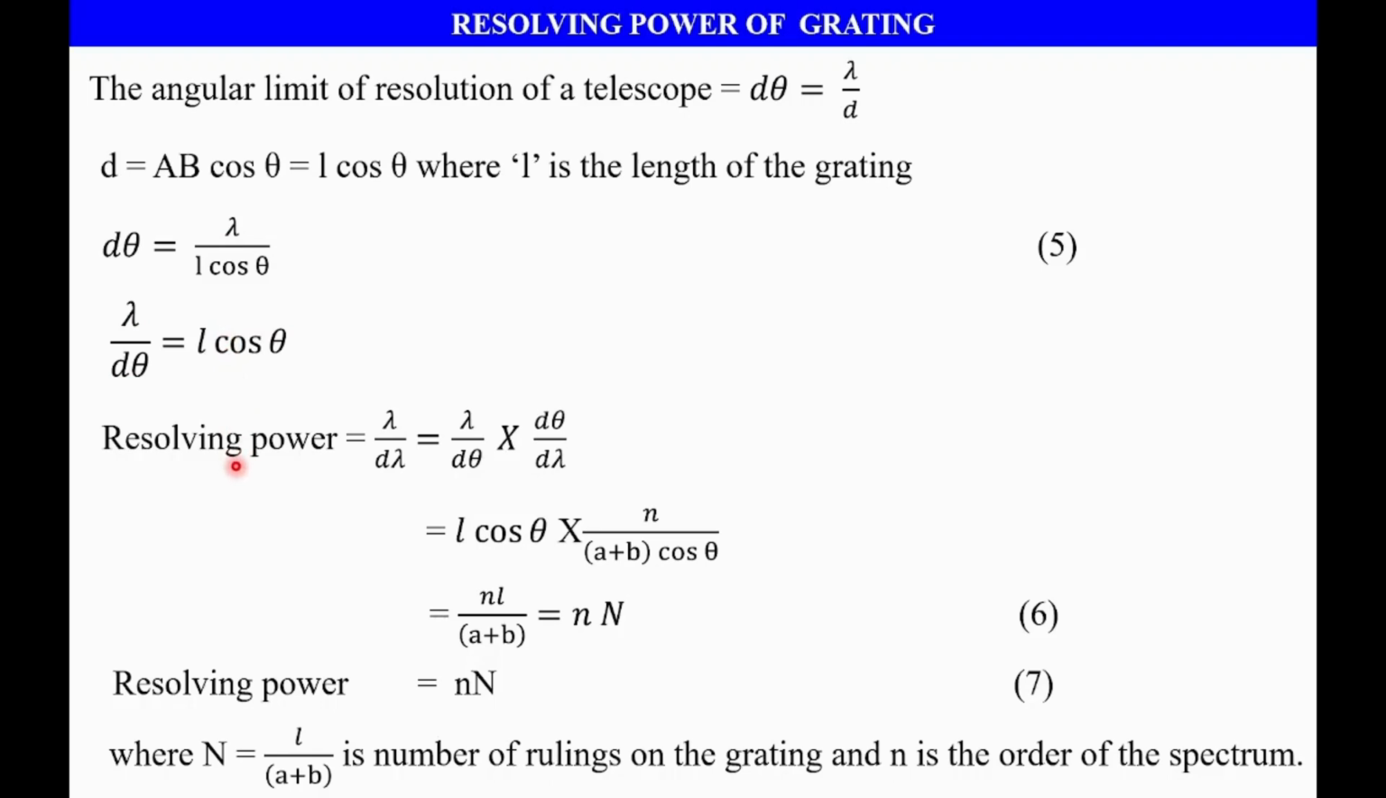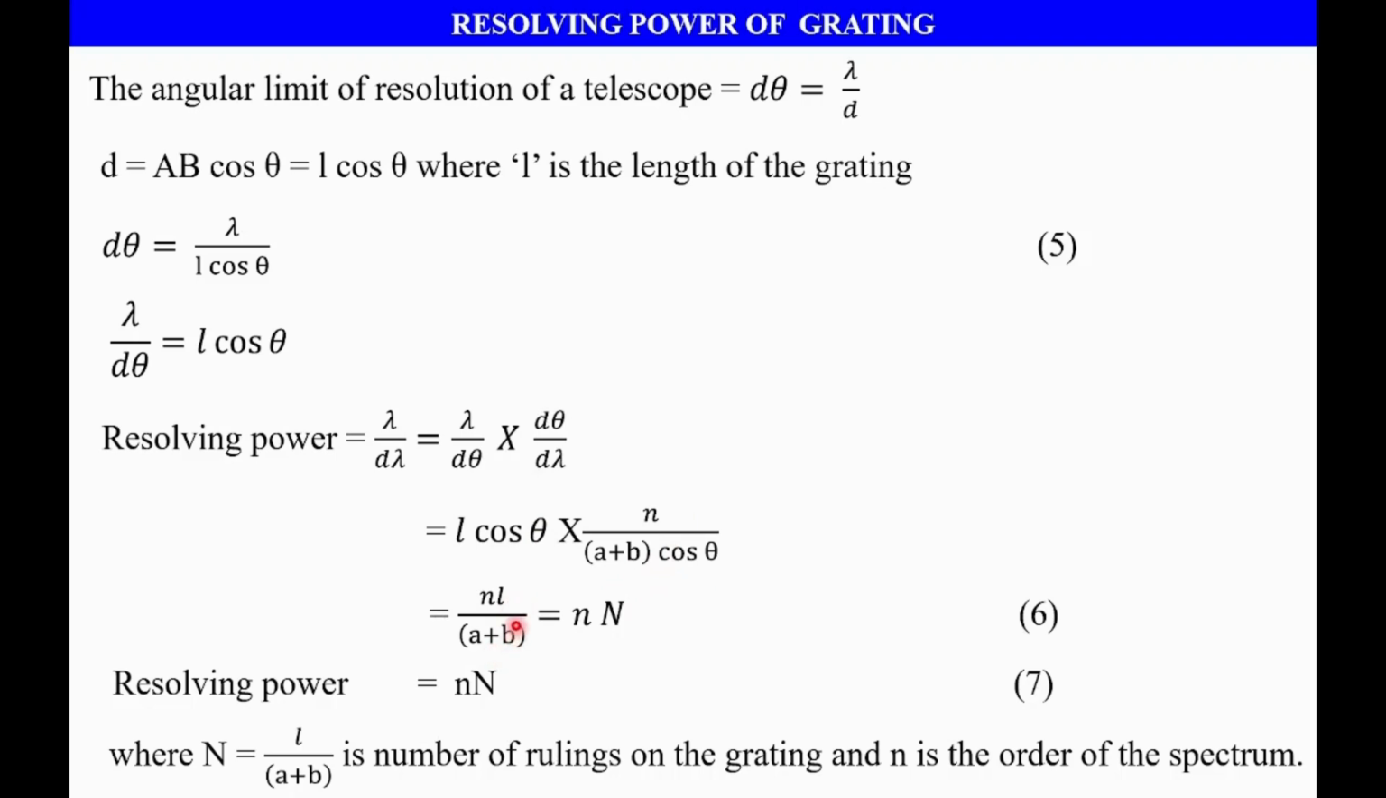Now we need to derive the equation for the resolving power, that is equal to lambda divided by d lambda, that is equal to lambda by d theta into d theta by d lambda. Now in the place of lambda by d theta, substitute L cos theta. So L cos theta into, in the place of d theta by d lambda, use the previous expression, that is n divided by (a plus b) into cos theta. Now in this equation, cos theta and cos theta both are going to cancel. The remaining equation is written as n into L divided by (a plus b).